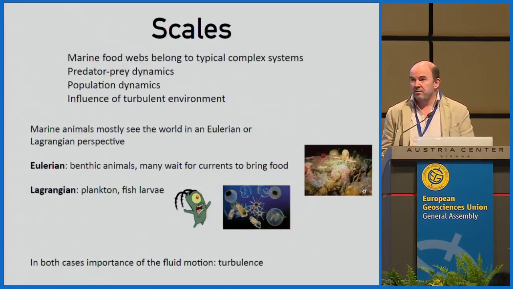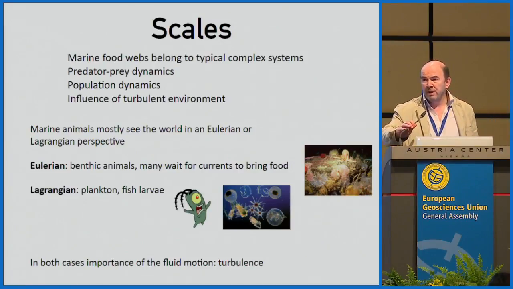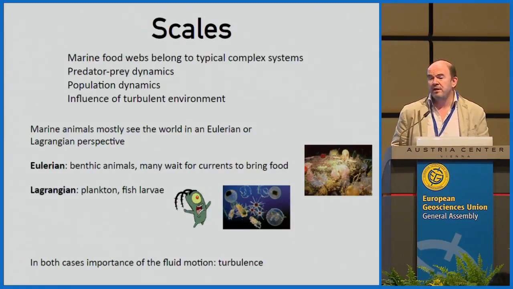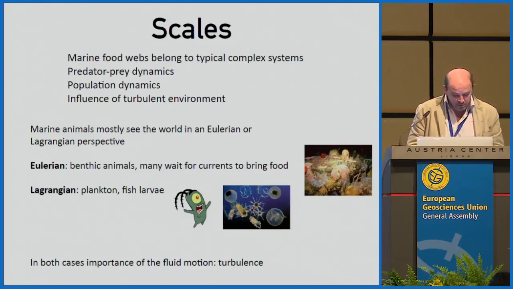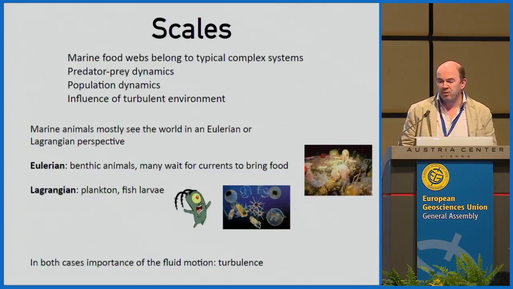So globally, since the session is speaking about complexity, marine food webs really belong to complex systems. You have predator-prey dynamics, you have population dynamics, you have huge influence of turbulence. To simplify, we can say that some animals, we call them benthic animals, live attached to the bottom, and they see the world in an Eulerian way. Whereas planktonic animals see the world in a Lagrangian way. So in both cases, turbulence is very important.